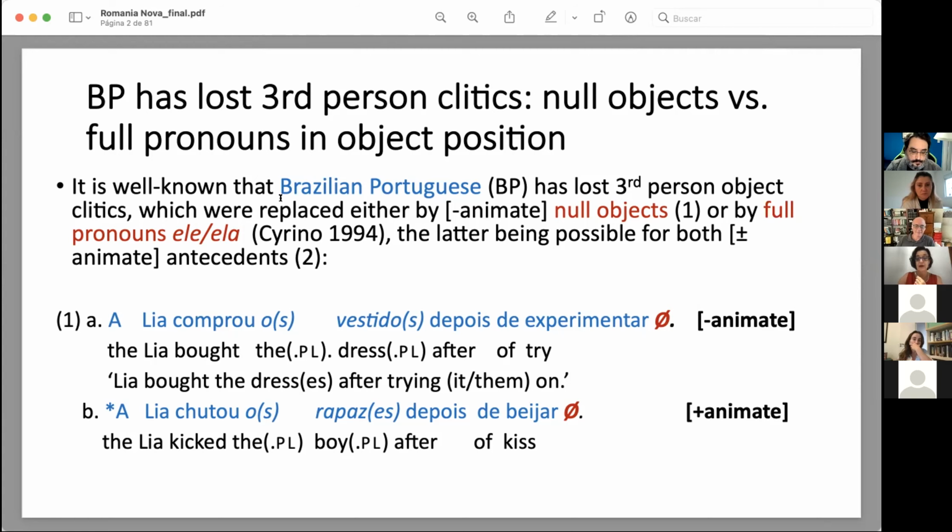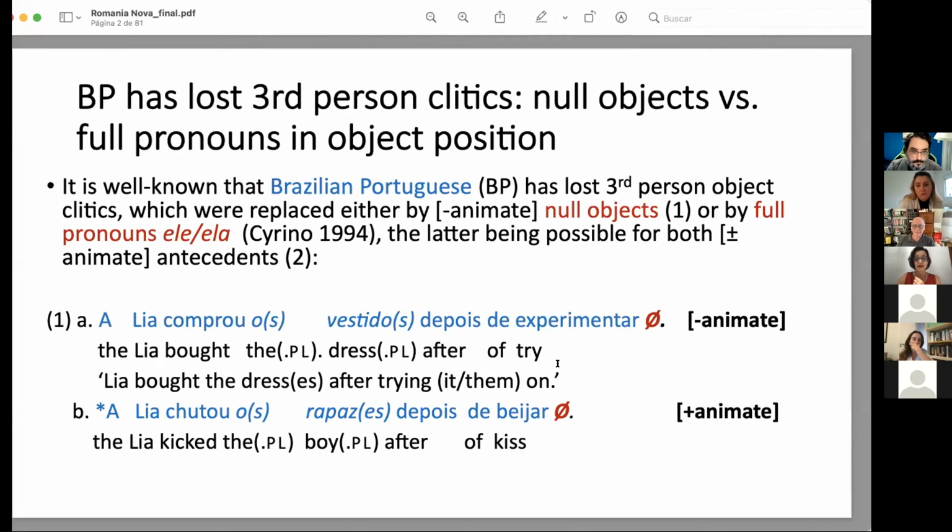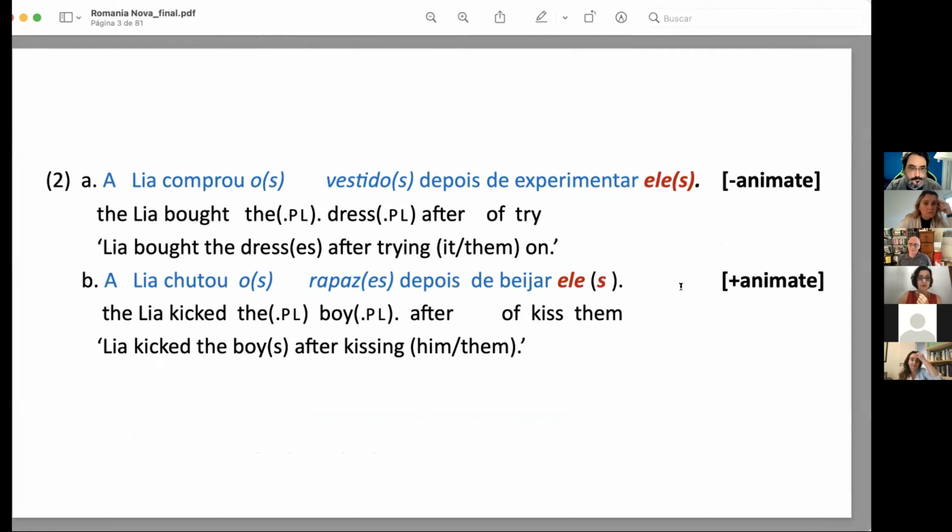position. But when you look at an example like one, null objects may have antecedents which are either minus animate or plus animate, as in 1A, a Lia comprou os vestidos depois de experimentar, which is okay, and a Lia chutou os rapazes depois de beijar is awkward. But when you have a full pronoun, then both minus animate and plus animate are possible. A Lia comprou os vestidos depois de experimentar eles, e a Lia chutou os rapazes depois de beijar eles.